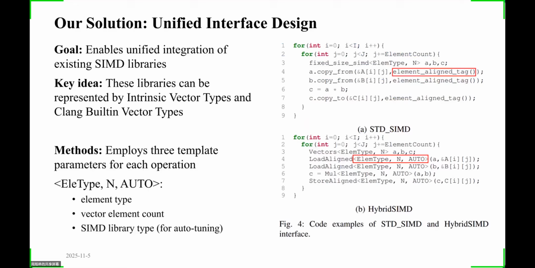This is an example of how to use our HybridSIMD unified interface. The SIMD operations shown in the red box use three template parameters: the element type, the vector length n, and the SIMD library type. This design enables a common interface without breaking the underlying semantics.